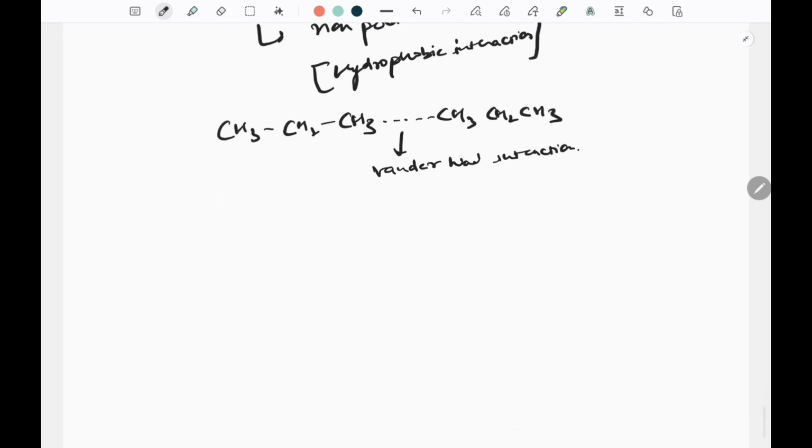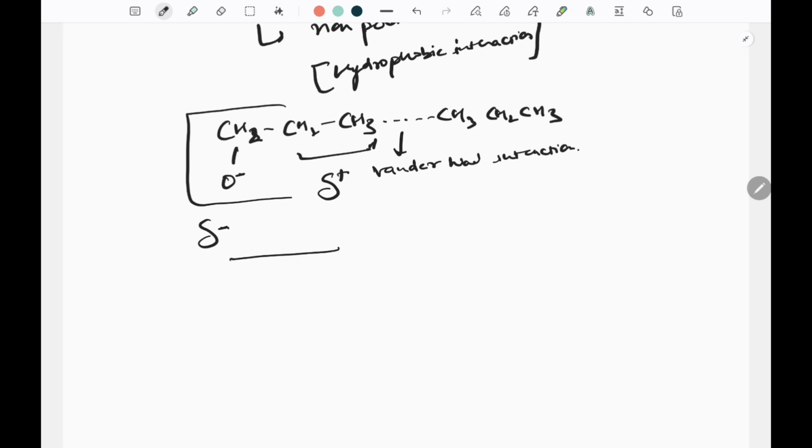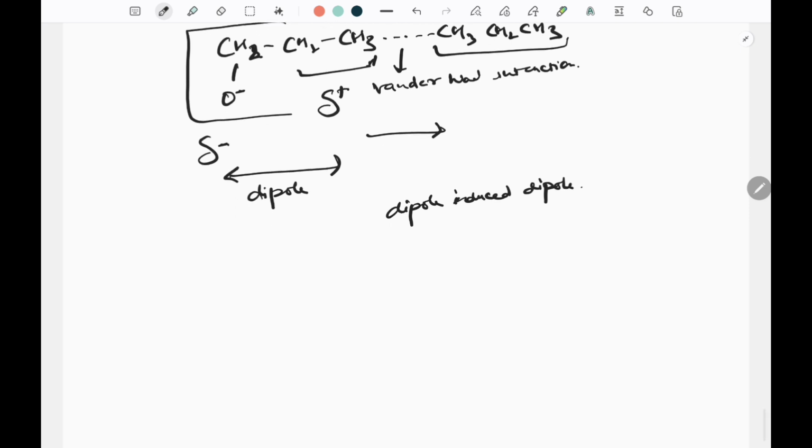In some cases, if there is a certain electronegative or electropositive atom attached to one of these, for example in case of H, if there is an O negative, there will be an induced dipole. This particular portion becomes partially negative, and by convention this becomes partially positive, so this has a dipole now. And this dipole can induce a dipole in another molecule also, which is called dipole induced dipole. So this is another form of interaction, a bond.